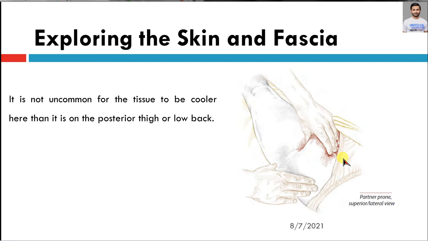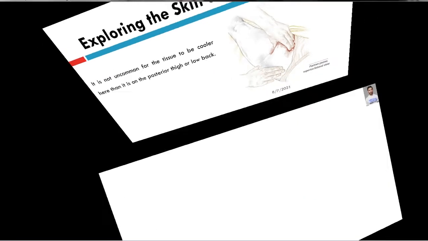The gluteal region has fat tissue in it, and because of the presence of fat, it is not uncommon for this tissue to be cooler as compared to the other areas of the body.